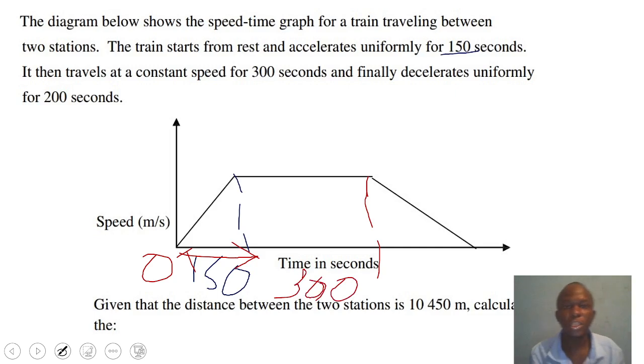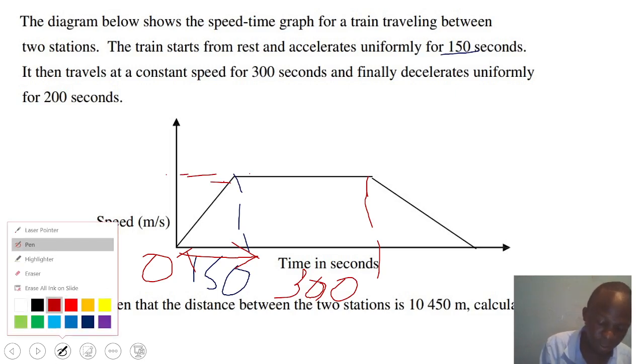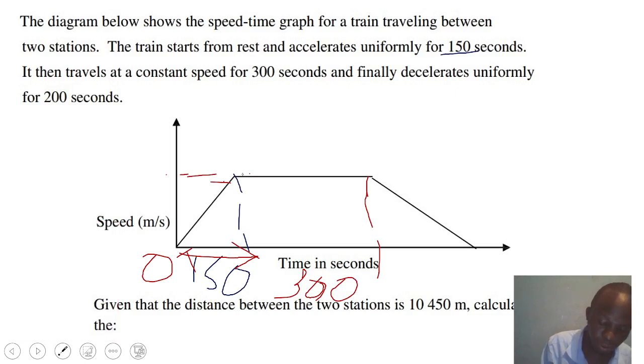In the next 300 seconds, it is going to have a constant speed. Constant speed means that the speed is constant. As you can see, from this point to this point, the speeds are constant. From that point to this point, the graph is neither going up nor going down.